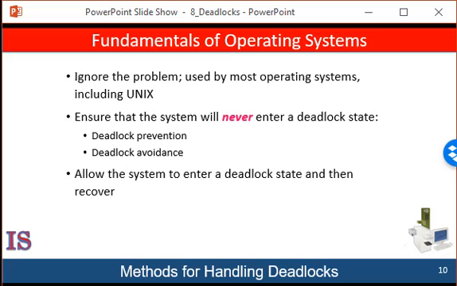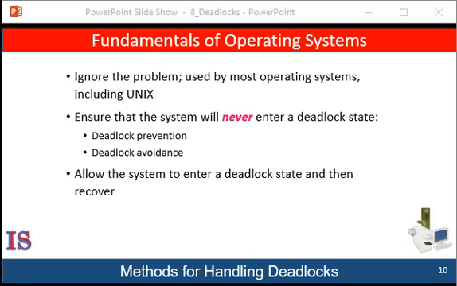Deadlock prevention provides a set of methods to ensure that at least one of the necessary conditions we discussed earlier, mutual exclusion, hold and wait, no preemption, or circular wait, cannot hold. These methods prevent deadlocks by constraining how requests for resources can be made.